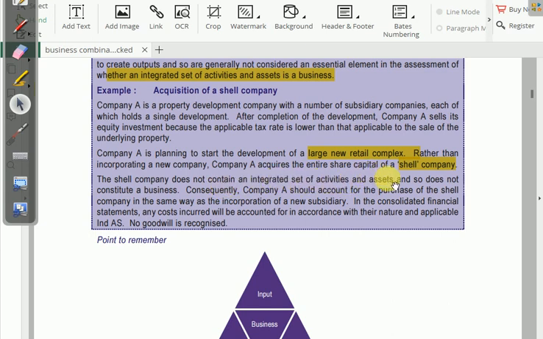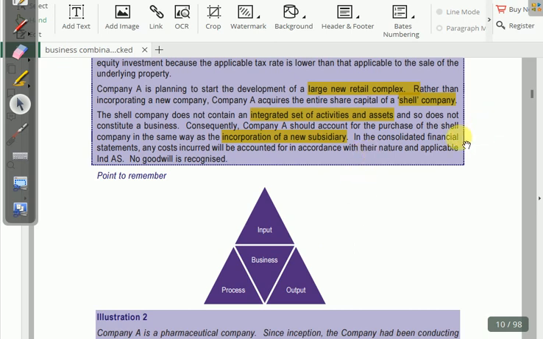The shell company does not contain an integrated set of activities and assets and so does not constitute a business. उसने भले ही शेल कंपनी को खरीद लिया लेकिन उसमें कोई इंटीग्रेटेड सेट ऑफ एक्टिविटीज़ नहीं है, उस वजह से वो बिज़नेस है ही नहीं, तो आपने बिज़नेस एक्टिविटी अक्वायर किया ऐसा नहीं माना जाएगा. Consequently, company A should account for the purchase of the shell company in the same way as the incorporation of a new subsidiary. उसको ऐसा मान लेना पड़ेगा उसने एक नई सब्सिडी का एस्टेब्लिशमेंट किया हुआ है, भले ही उसने एक एग्जिस्टिंग कंपनी को खरीदा हुआ है.